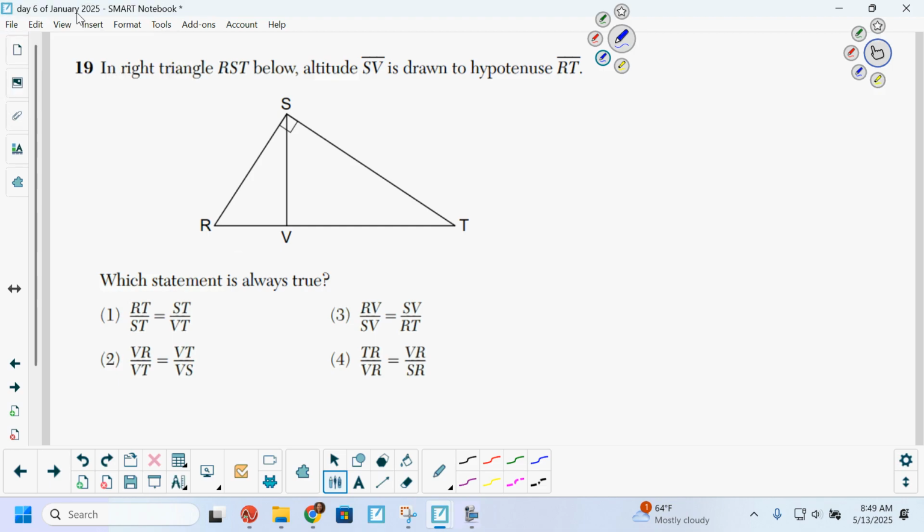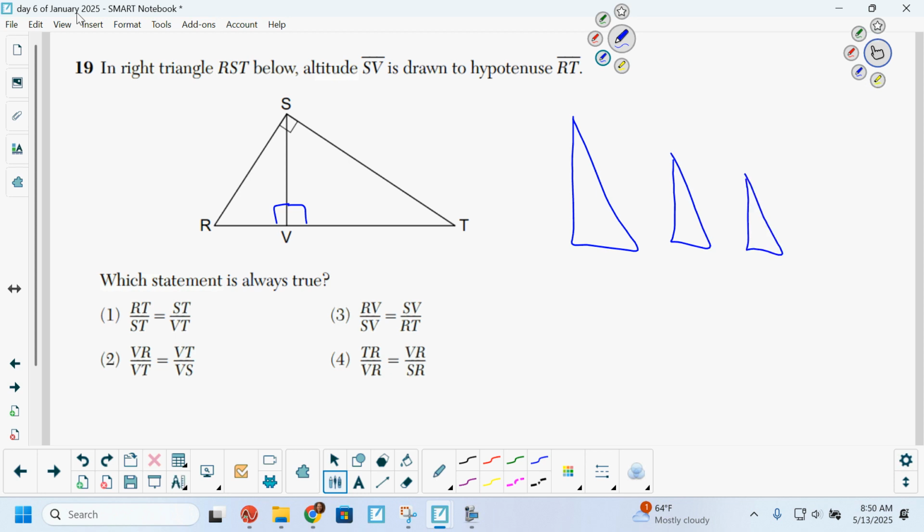All right, 19. In right triangle RST below, altitude SV is drawn to hypotenuse RT. Which statement is always true? So because SV is an altitude, I really have those 3 right triangles here. And typically when we do these, we like to draw them as long leg, short leg, long leg, short leg, long leg, short leg. The problem is they're not asking me to solve anything. They just want to know which statement's always true.